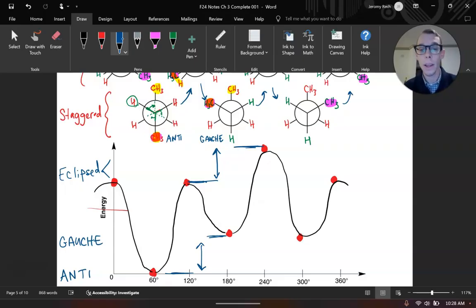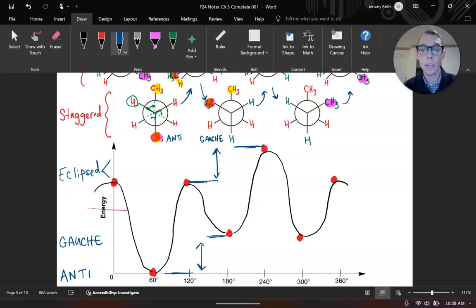A few things to take away. All of these energies here are relative. We just want to get a general idea of the relative energy between a gauche and an anti. If you have yours shifted a little bit higher, a little bit lower, that's fine, as long as the anti is the absolute lowest, then you hit your gauche, which is a little higher, then you're eclipsed, and then you're really, really big eclipsed.